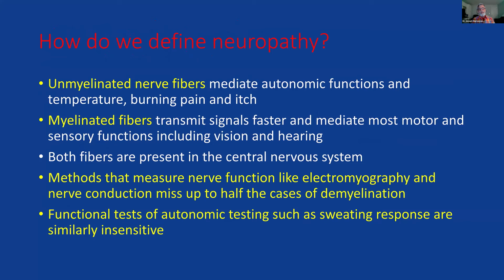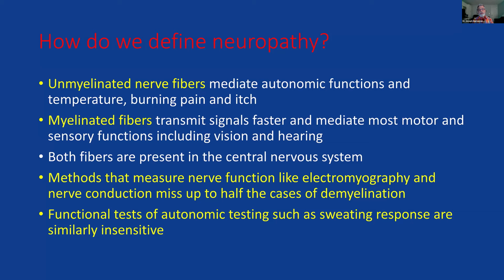So let me move on to the next. Another thing is neuropathy. Lyme disease affects function of the nerves, both peripherally and centrally. The unmyelinated nerve fibers, which are peripheral and central, mediate autonomic functions, temperature, burning, pain, itch, and so forth. The myelinated fibers are more quickly transmitting. They transmit the signals of sensory functions, motor, vision, hearing, and so forth.